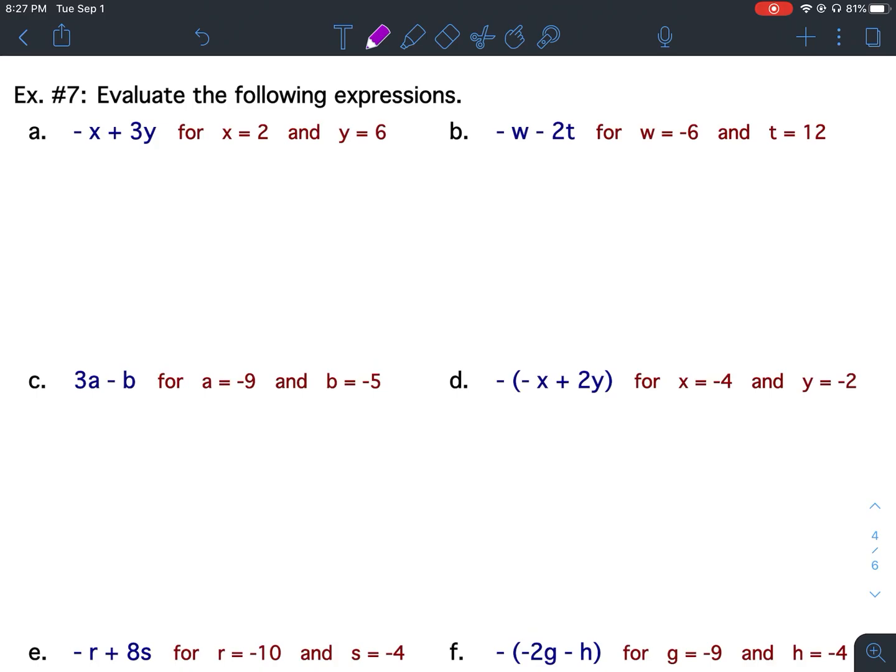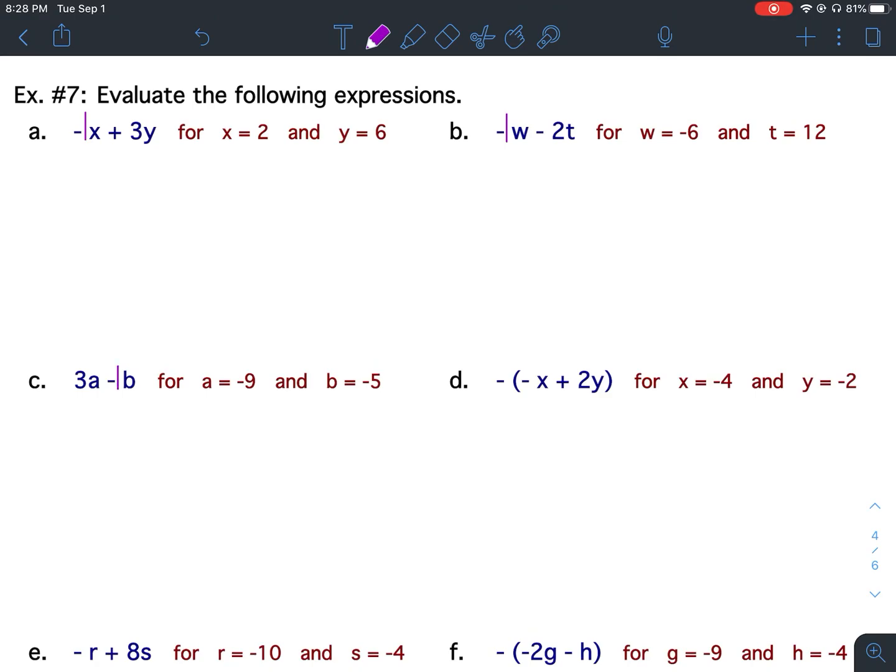Example A has just negative x. There's no number. Now if you remember when we talked about coefficient, variable, and constant earlier in the lesson, if there's no number in front of a variable, that number is a 1. So go ahead and squeeze a 1 in there. And as a matter of fact, let's do that for all of them. For B, I'm going to put a 1 between the negative sign and the W. For C, I'm going to put it in front of the B.